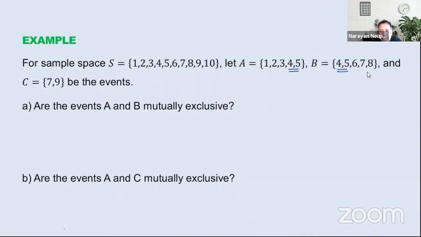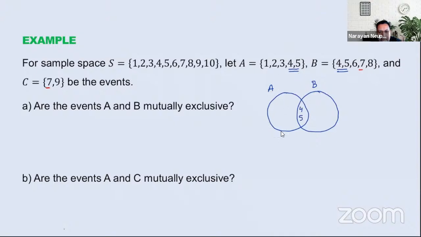Similarly, if you look at B and C, 7 is common. In B, you have 7. In C, you have 7. And between A and C, there is nothing common. So if I want to represent this using a Venn diagram, this is what I can do. A and B have something in common, so you can draw event A here and then event B here like this. Between events A and B, the common elements are 4 and 5, so that will go to this common region.